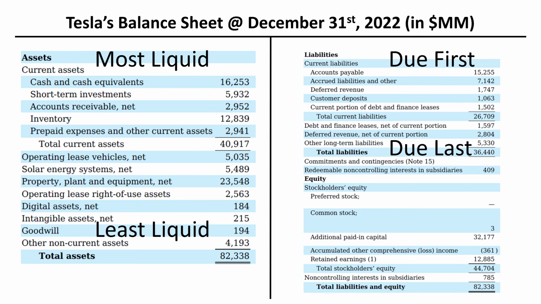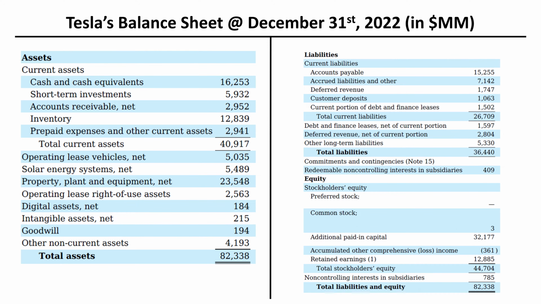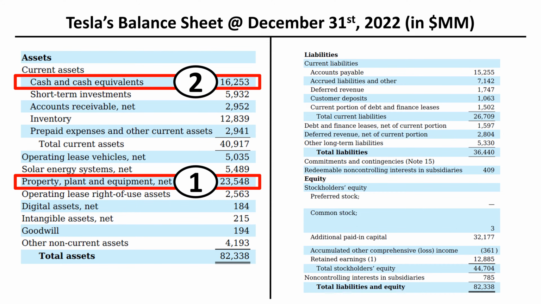A balance sheet has a lot of different line items, so let's identify first which ones are the largest and/or the most interesting. On the left, property, plant and equipment, cash and cash equivalents, and inventory are by far the largest assets. These 3 make up 64% of total assets.